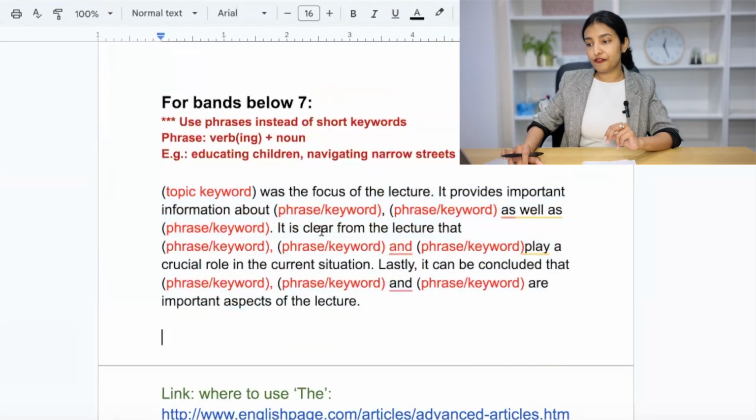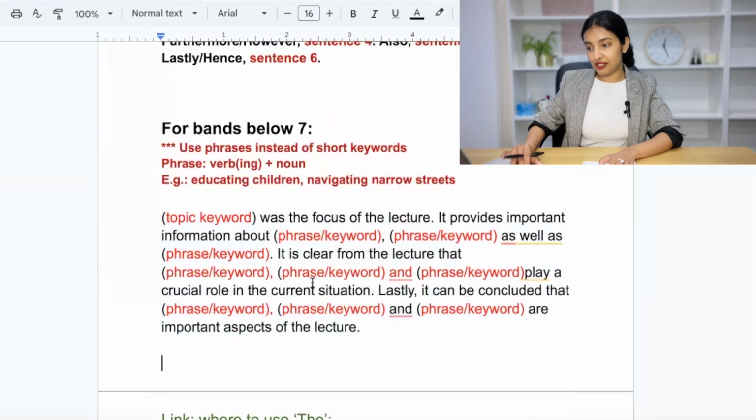It provides important information about the phrase, let's say vital source of life, 2,500 eggs per day, as well as hardworking worker bees. It is clear from the lecture that another phrase, another phrase, and another phrase play a crucial role in the current situation. Lastly, it can be concluded that phrase, phrase, and phrase are important aspects of the lecture. So, what do you mean by phrase? Phrases ideally should be an adverb and a verb together, or an adjective and a noun together, or a verb and a noun together. The best of these would be a verb and a noun.